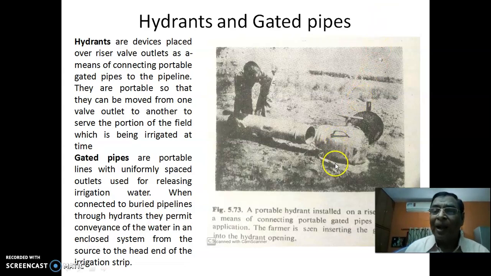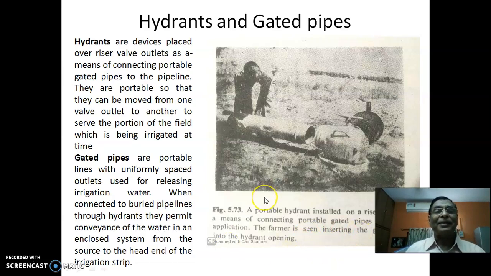What we do is, after the riser, you substitute another instrument called a hydrant, which fixes onto the riser, and again this is fixed with a gated pipe. So this pipe will run on the surface. See how a portable hydrant is installed on a riser valve as a means of connecting a portable gated pipe for water application. The farmer is seen inserting the gated pipe into the hydrant opening.